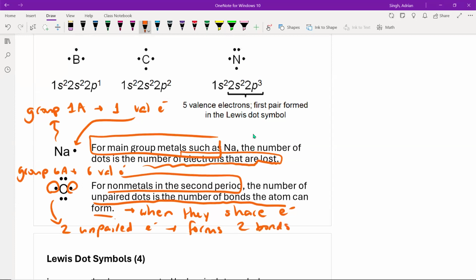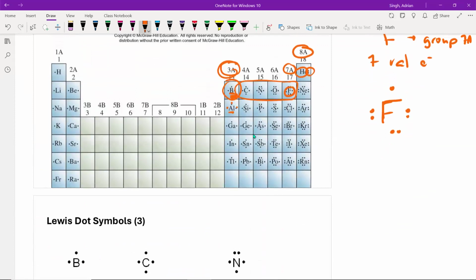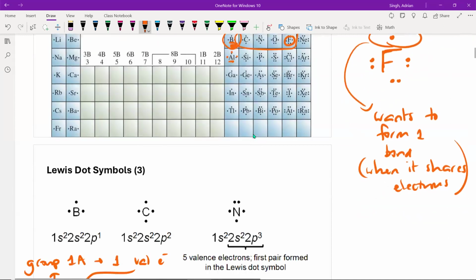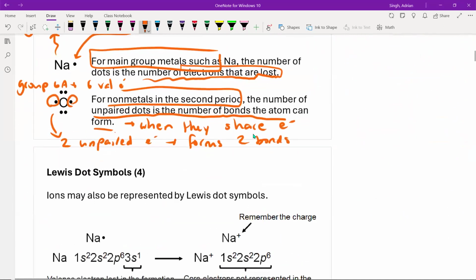If we look at the example that we did up here with fluorine, as we saw, in group 7, 7 valence electrons, 1 unpaired electron, guess what? It wants to form 1 bond. And remember now, this is just when it's sharing electrons, because we'll see different types of ways that it can bond to things. That's a shortcut to help us determine the number of bonds, as we'll see down the road.